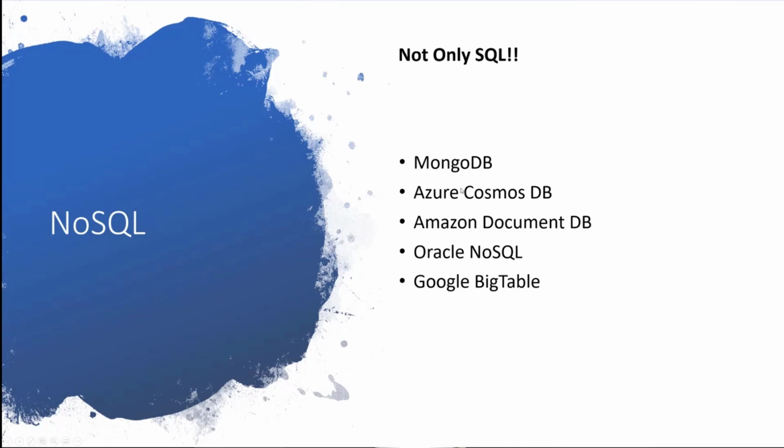Here I have listed some of the vendors who have their NoSQL databases. For example, MongoDB is a popular one. It's open source. Then Azure has Azure Cosmos DB, Amazon has one, Oracle, Google, they all have their NoSQL databases. This is becoming very popular.